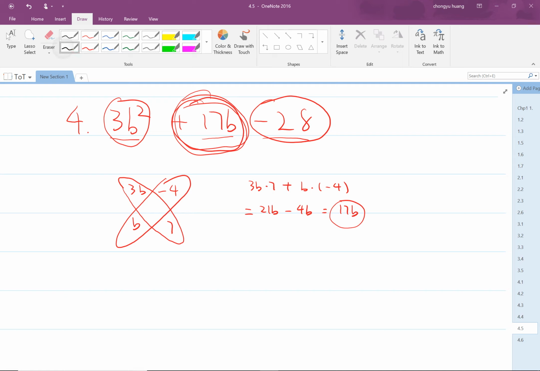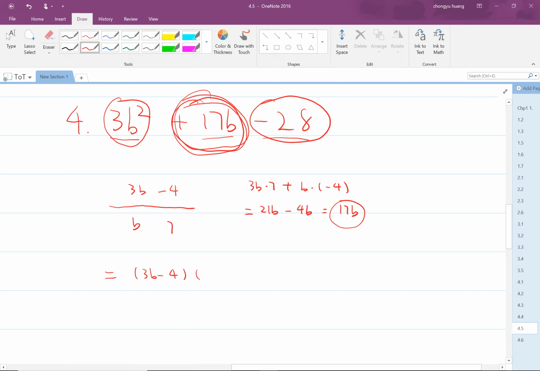So now I'm just gonna erase it, and now you can write down the answer. You put a line between it, and then you write down 3b minus 4 and b plus 7. That's it. So you write down 3b minus 4 and then b plus 7.